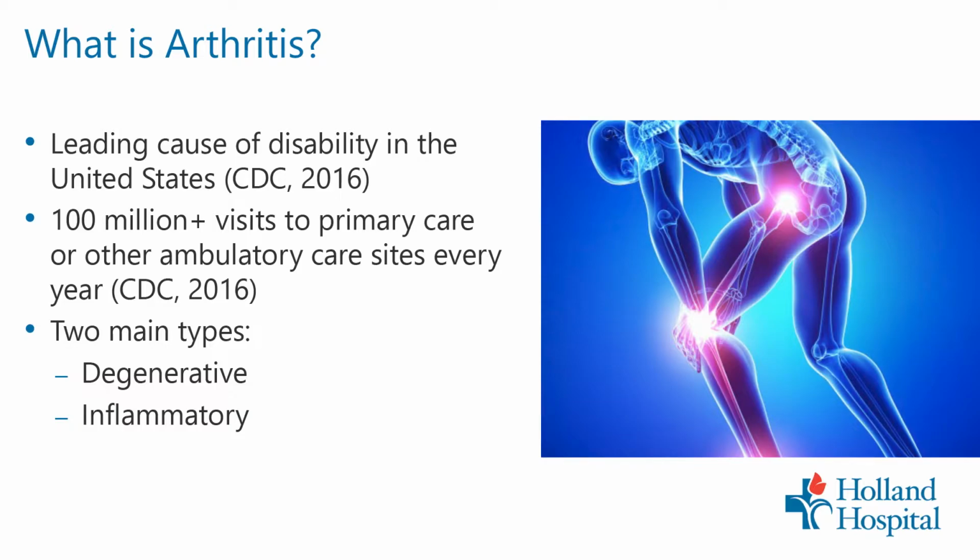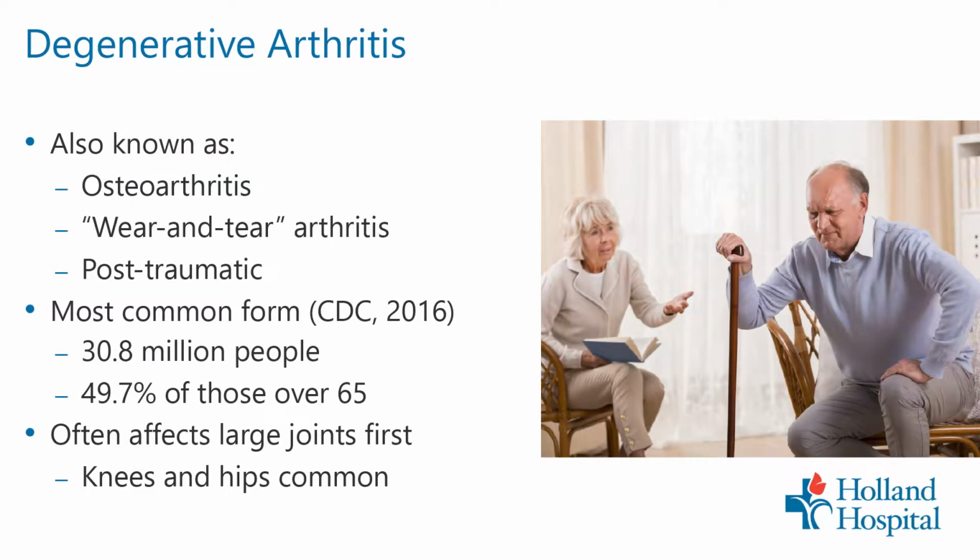There are two types of arthritis, degenerative and inflammatory. Degenerative arthritis is the most common type and the form that frequently comes with aging or wear and tear. It can progress at different rates and typically affects the large joints first. Evaluation and basic treatment often starts with a primary care provider. But if significant arthritis or injury is suspected, a referral to orthopedics is often the next step.